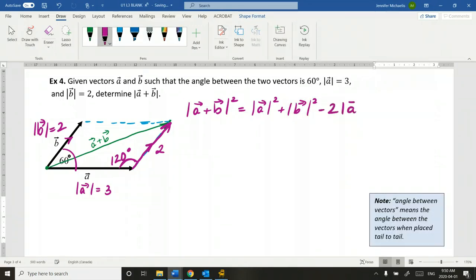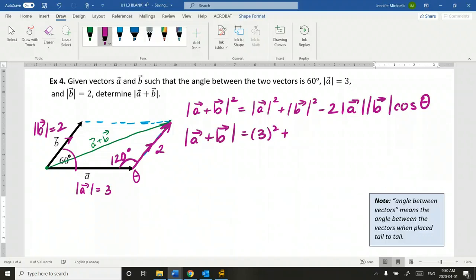Minus 2 times the magnitude of A times the magnitude of B times the cosine of the angle in between. So perhaps we can call this just theta for now. Okay, so let's sub in our magnitudes. This is just going to be 3 squared plus 2 squared minus 2 times 3 times 2 times the cos of 120.